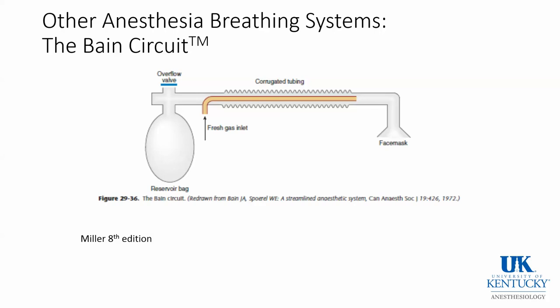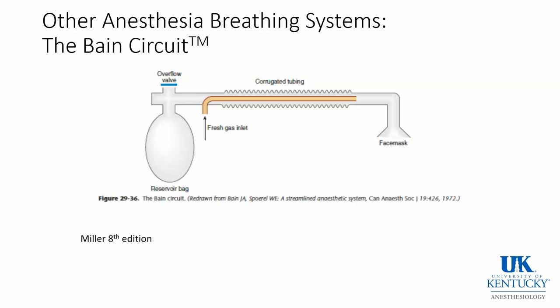So for a 70 kilo person, this means a fresh gas flow of 5 liters per minute, for example, 3 liters of nitrous oxide and 2 liters of oxygen, and a tidal volume of about 700 mils per breath 15 times per minute, or 1,000 mils per breath 10 times per minute, or something like that.